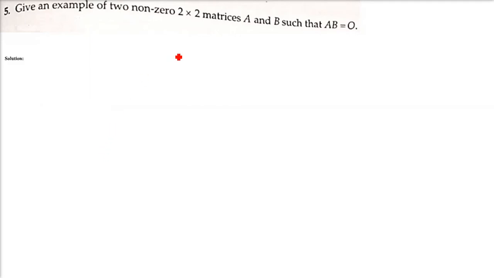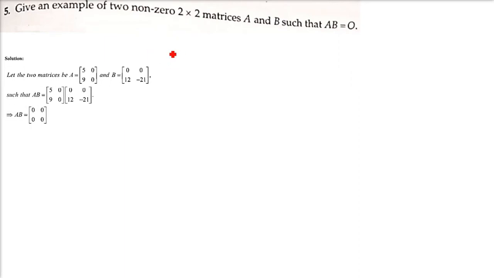Give an example of 2 non-zero 2 cross 2 matrices A and B such that AB equals 0. Now if this type of question comes, whether it is 3 by 3 or 2 by 2, you just have to see that in the multiplication you are multiplying the row of the first matrix with the corresponding column of the second matrix. So the multiplication of each element of the row with the column, one by one, should give 0. That is, I just take one column with values and another column as 0, and in the second one take the first row as 0 and the second row with any numbers.